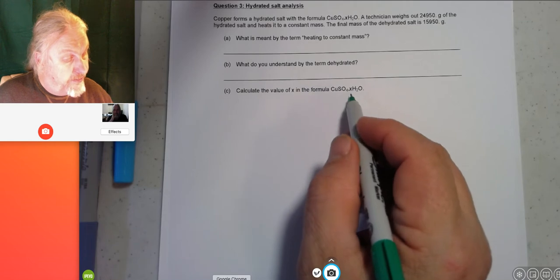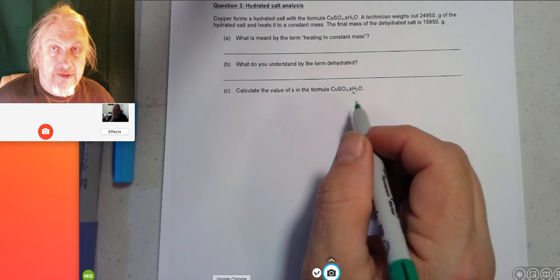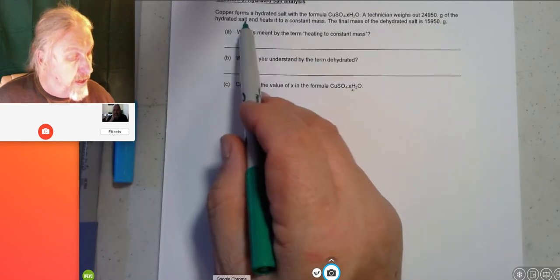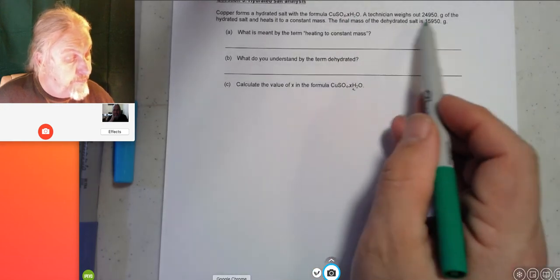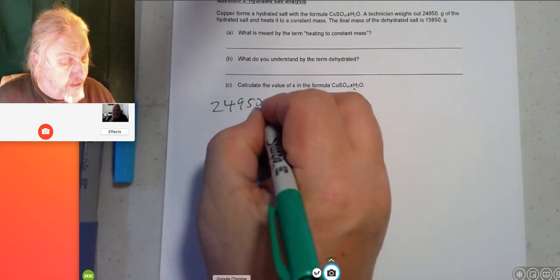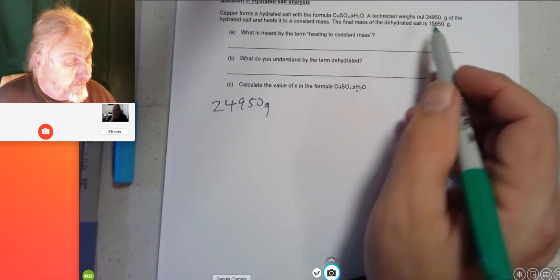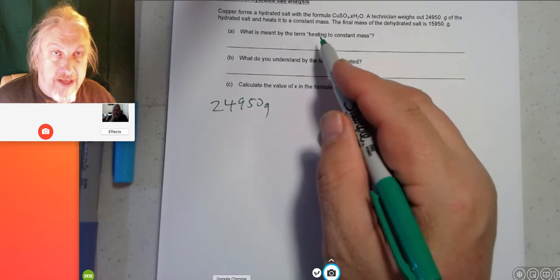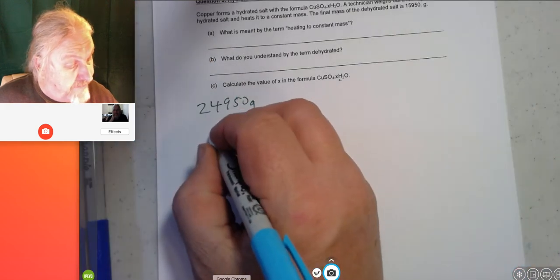So now we're going to calculate the number of waters we have in this copper sulfate salt. Let's read what it says. Copper forms a hydrated salt with the formula CuSO4 with X number of waters. They weigh out a sample of 24,950 grams. That's a lot of sample, right? The hydrated salt, and he heats it to a constant mass. That means it stays the same. So the final mass is what? 15,950 grams.